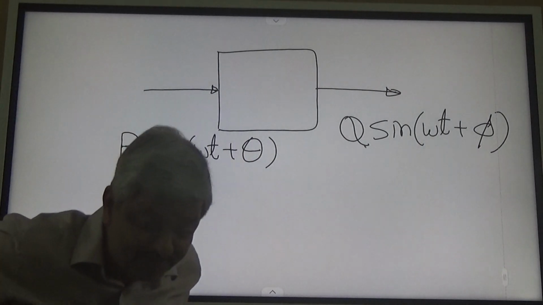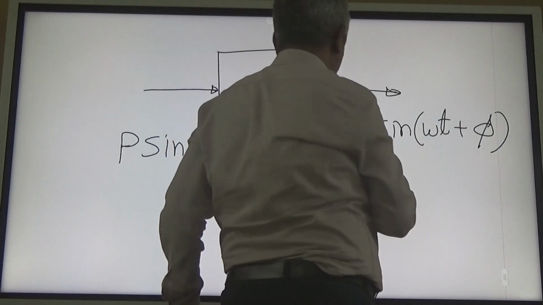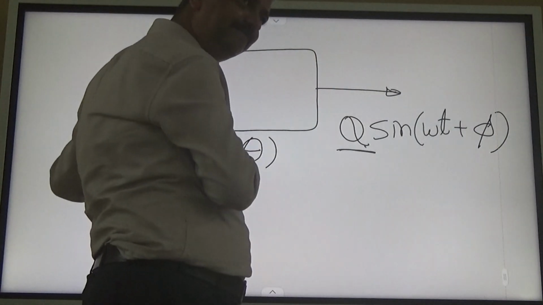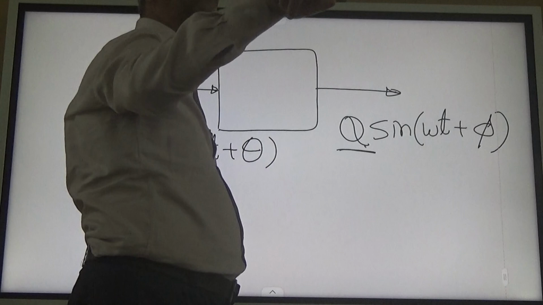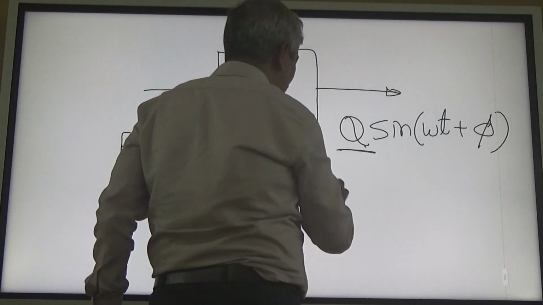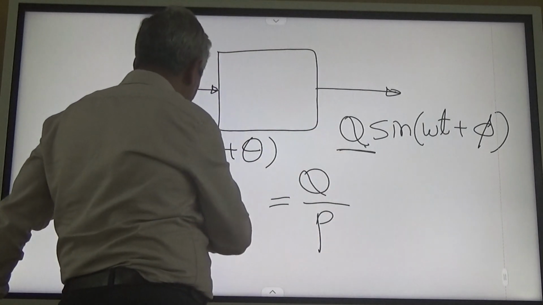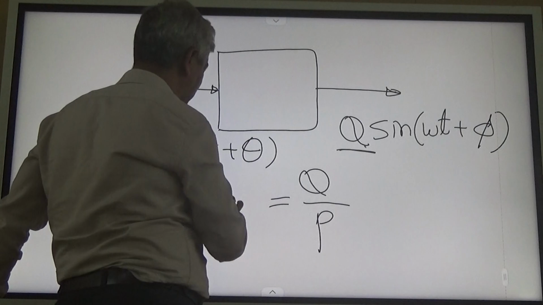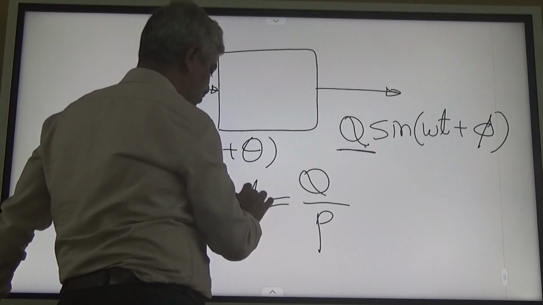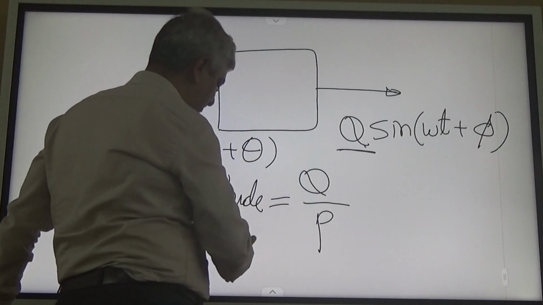But what is important is that this Q depends on what? Obviously P and omega. So if I divide Q by P, it is called amplitude gain. In most of the cases it is actually a loss because it is less than 1, but the term is gain.